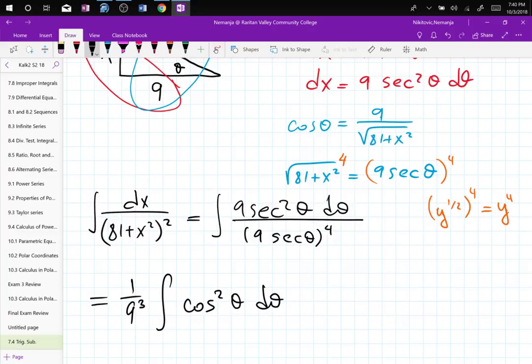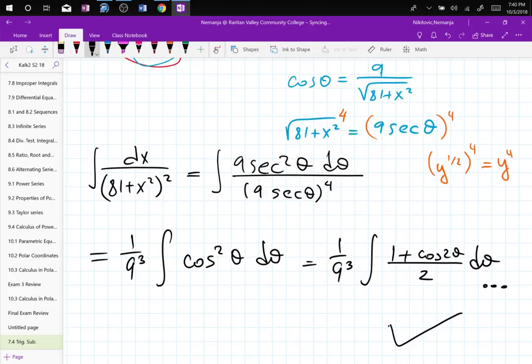and here's your power reduction again. Kicks in. And we have pretty much the same solution as before. So 1/9 cubed, integral of 1 plus cosine 2 theta over 2 d theta. I just put 3 dots, and usually, as I say, I put this symbol. What does that mean? Just do it, exactly. When you get home.